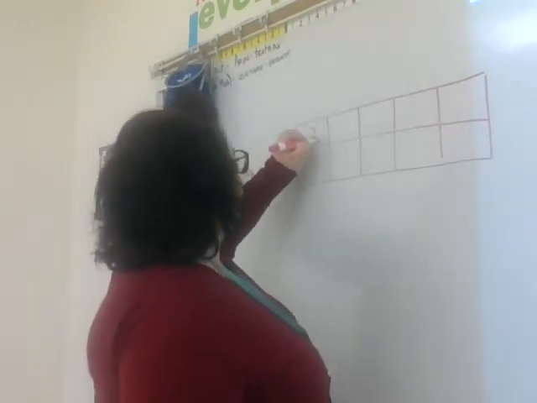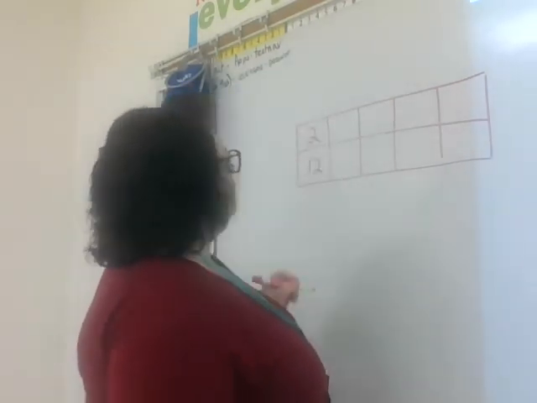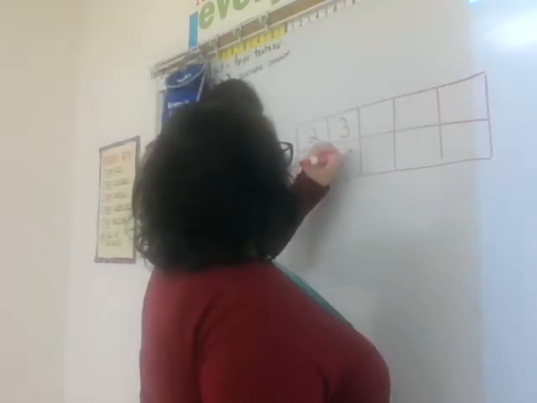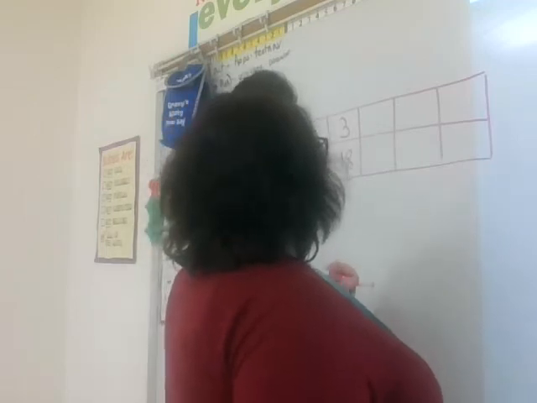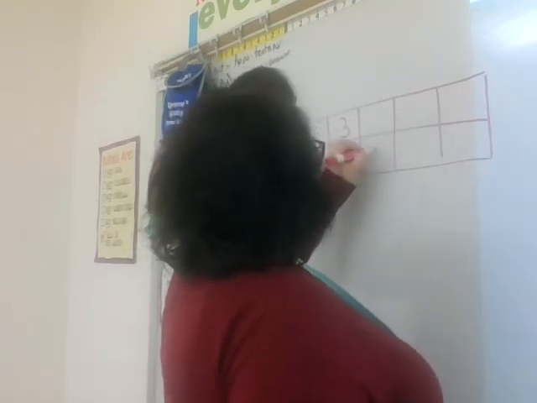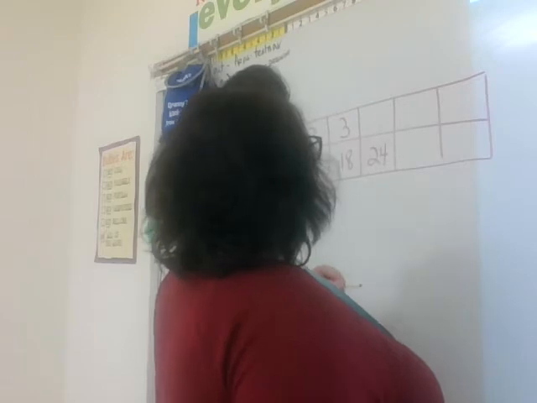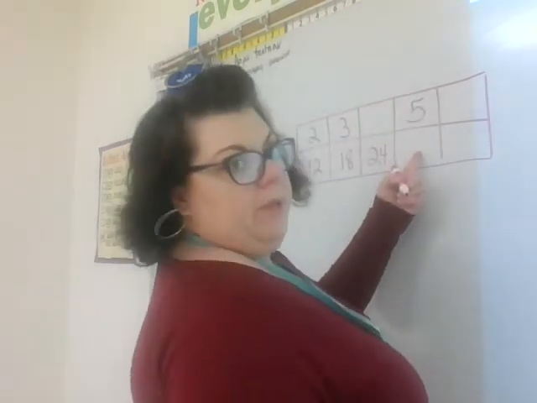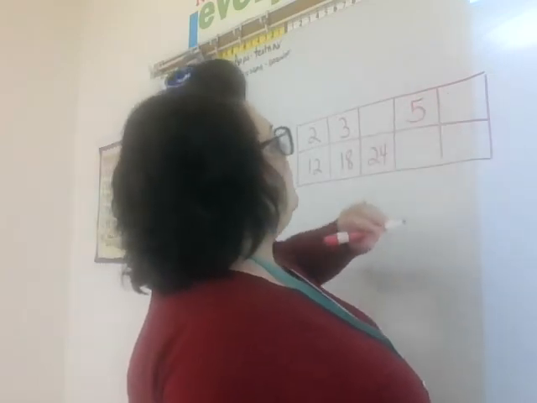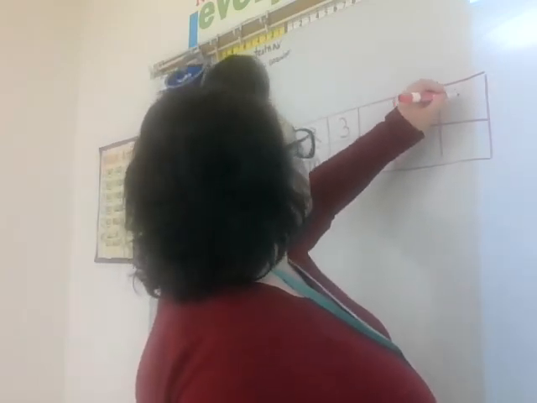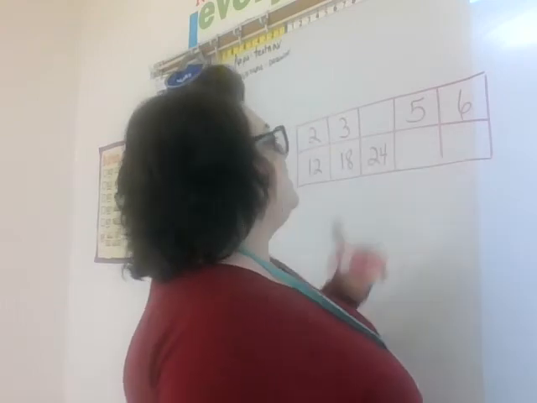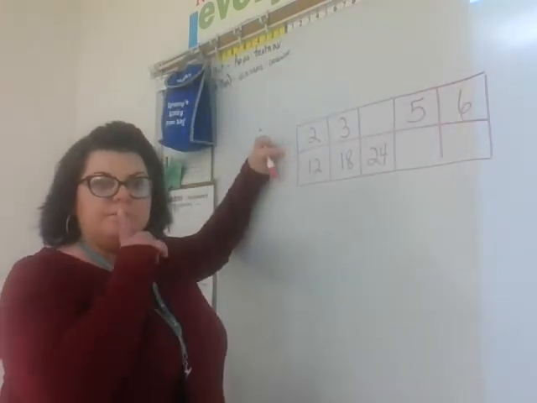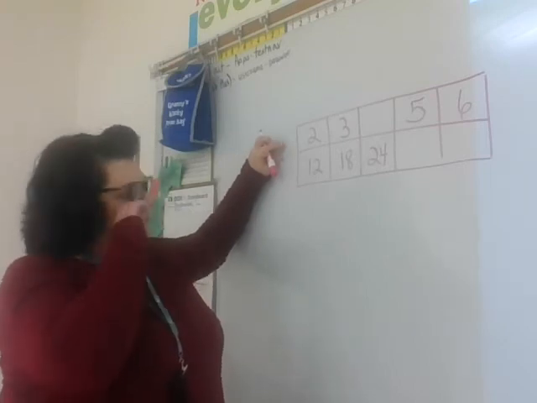You may have a 2 here and a 12 here. A 3 and an 18. Let's say this is blank, but you have a 24. Let's say there's a 5 here, but this one is blank. And let's say this one says a 6 here, but this is blank. And you're looking at this and you're thinking, how do I do this?